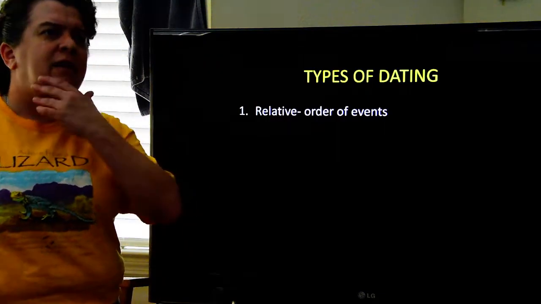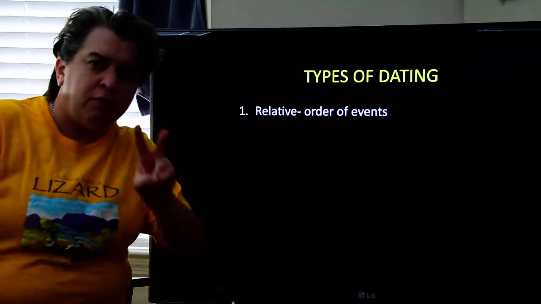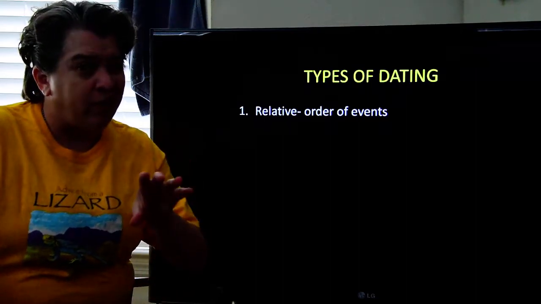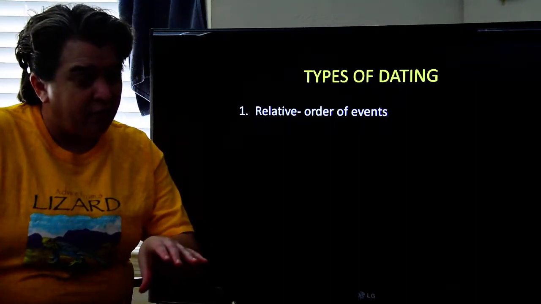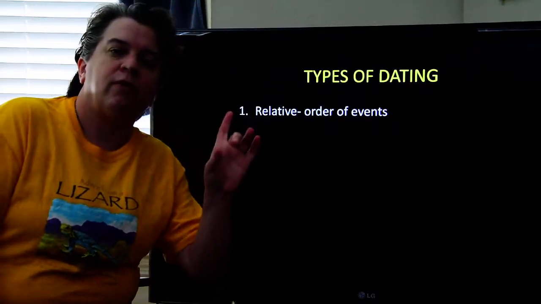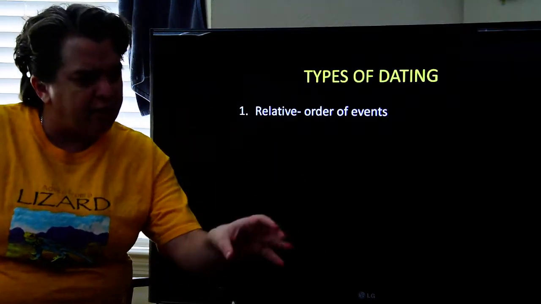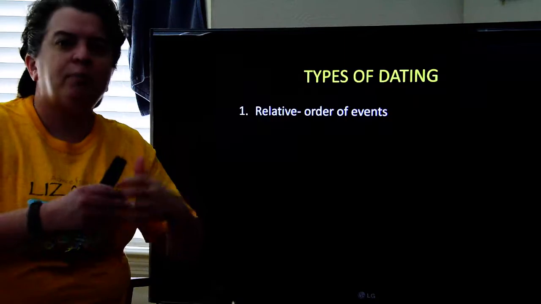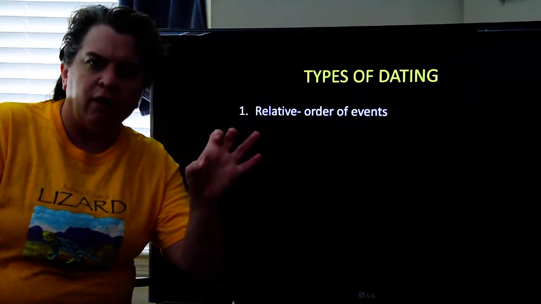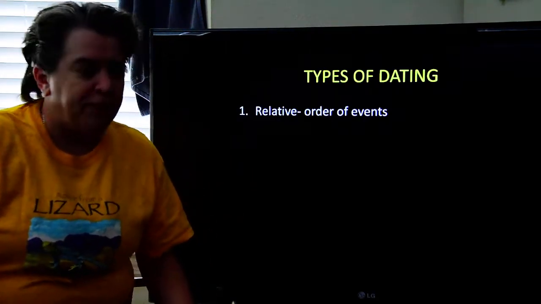All right, so let's talk about dating. How do we figure out when different events happen on our planet? Well, there's two main types of dating. One is called relative dating. You're only allowed to do this in certain states. Well, okay, maybe not. No, relative dating is actually putting things into an order of events. It's basically saying this happened first, this happened second, this happened third. We're not putting any actual numbers like this happened a million years ago. There's none of those numbers associated. It's just in what order did they happen.